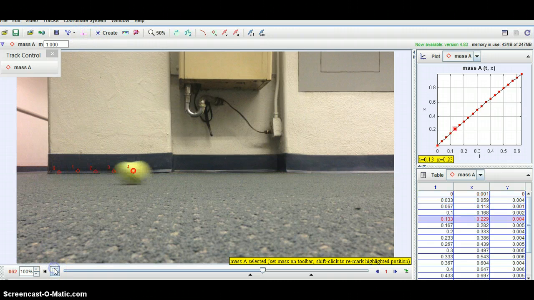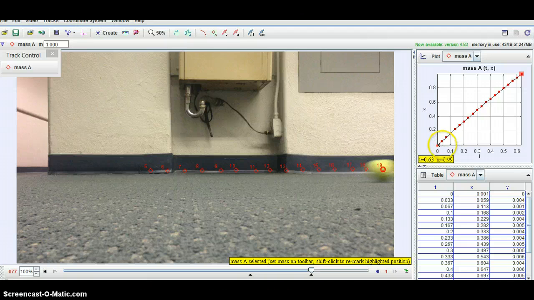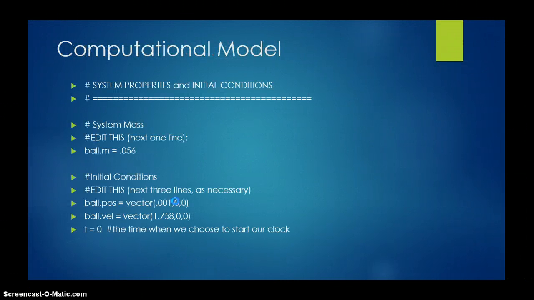Now I'm going to play it, and as you can see, as the tennis ball is moving, it's moving in the positive x direction with a constant slope, meaning constant velocity. And as the tennis ball was moving, Tracker was recording the position values for random time intervals. Now let's head back over to the PowerPoint.